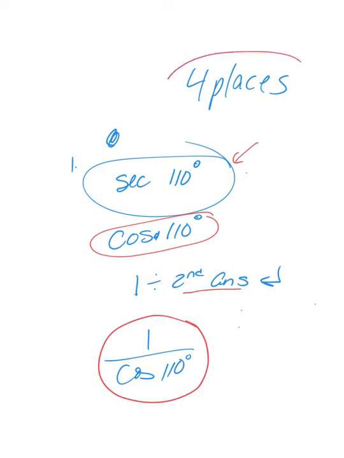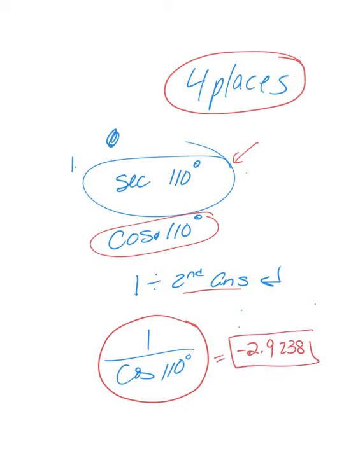And you need to round it to 4 places. So the answer is negative 2.9238. You round it to 4 places. So that's the answer to this one right here.